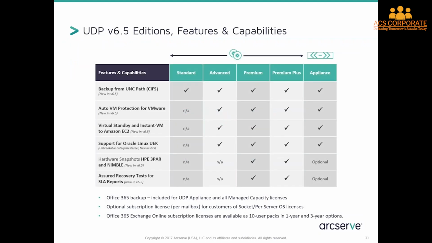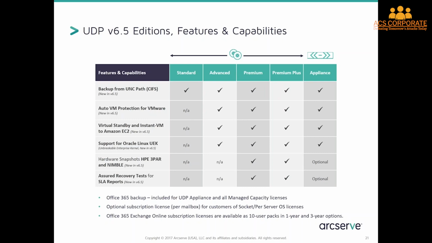So the new features that we've added in, as you're probably aware, we have a number of different editions of Arcserve UDP. So we have Standard, Advanced, Premium, and Premium Plus. The ability to back up file shares from UNC paths is available across the board, from Standard all the way up, and of course available in the appliance as well. The Auto VM protection is available from Advanced up, and the appliance itself ships with an equivalent license to Advanced. So whatever is in Advanced and higher is in the appliance, or whatever is in Standard and Advanced is in the appliance.